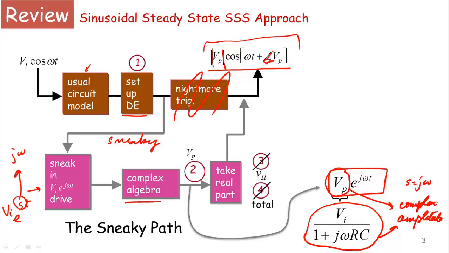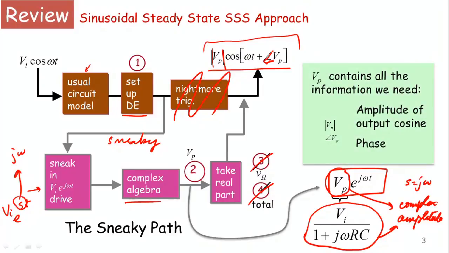Further, in the steady state analysis, I did not really have to follow the usual step 3 and step 4 of solving differential equations, which is figuring out the homogeneous solution and the total solution. The reason is that these had to do with transients, and the transients simply would die away because we cared about the steady state solution.